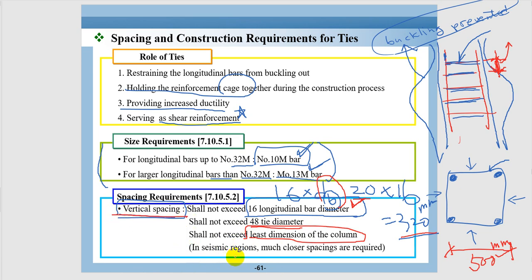But in seismic regions, much closer spacing is required because seismic loading needs much more ductility, so that you don't want your column to fail due to buckling. Buckling is a very typical failure type that we see in strong earthquakes.